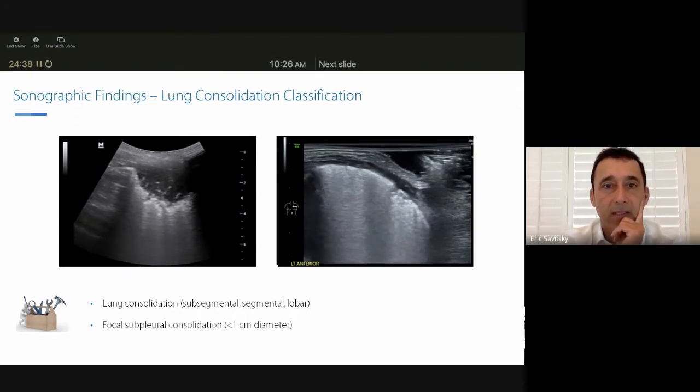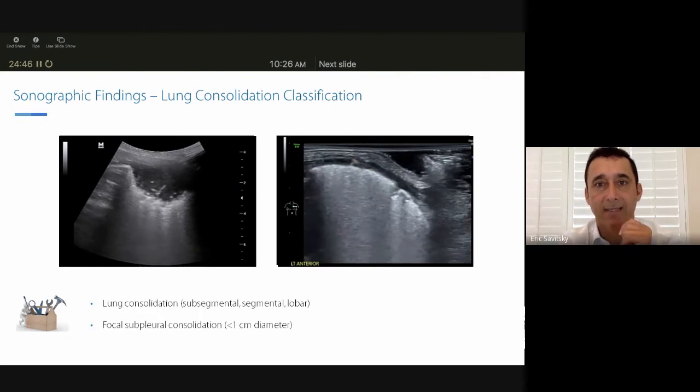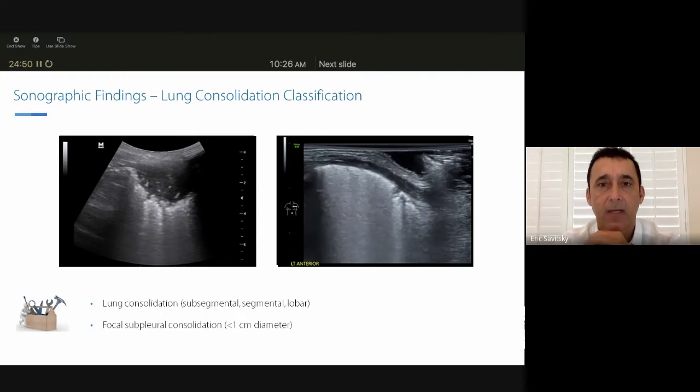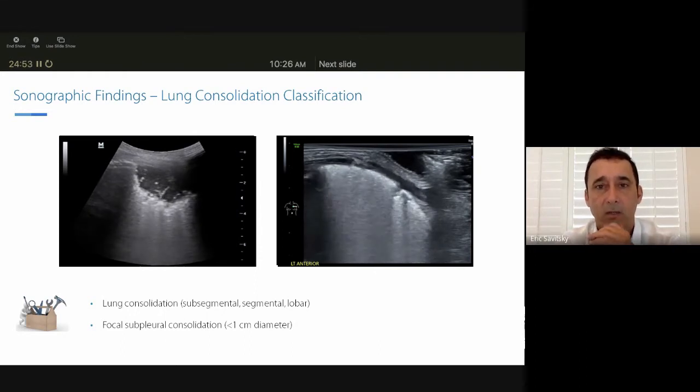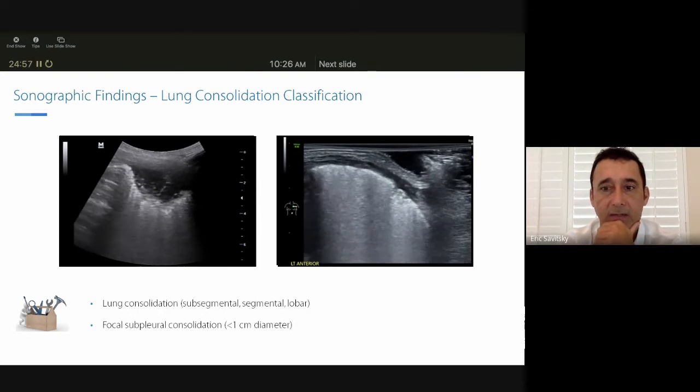And then here, this is a different pattern. Here you have almost a white lung appearance. The pleura is irregular, but here you have a consolidation. It's very small, less than a centimeter, if you look at the depth markers. So this is a focal subpleural consolidation, a very, very small area.